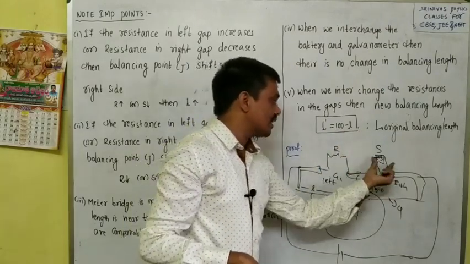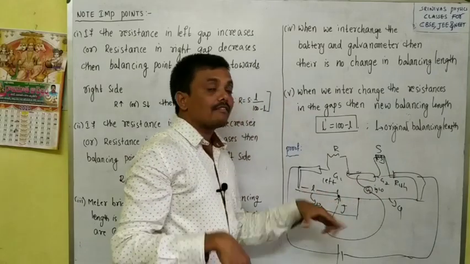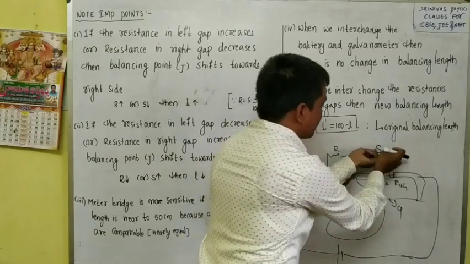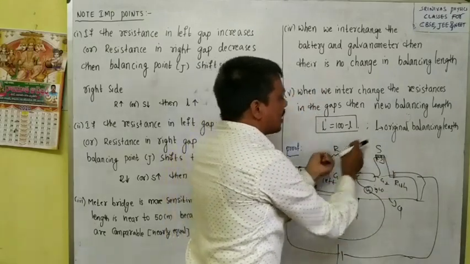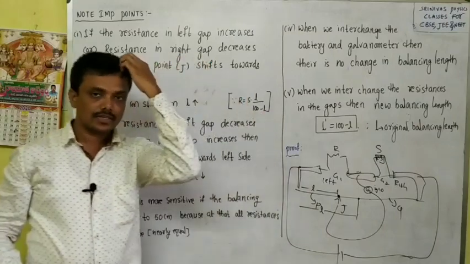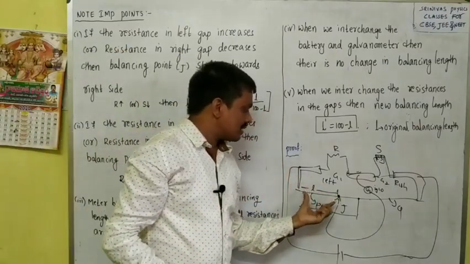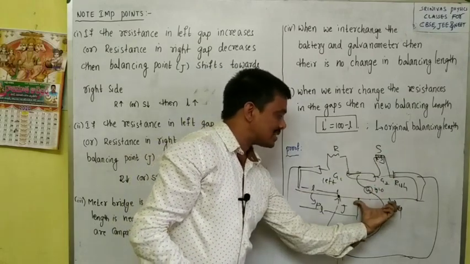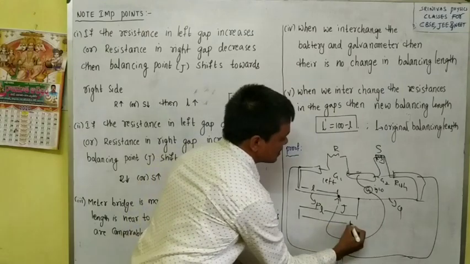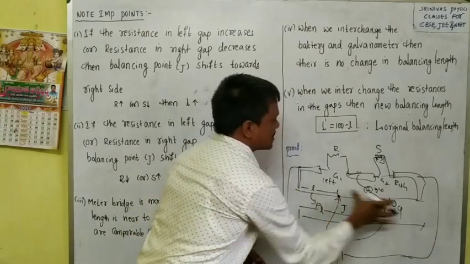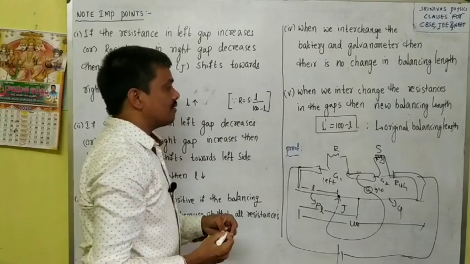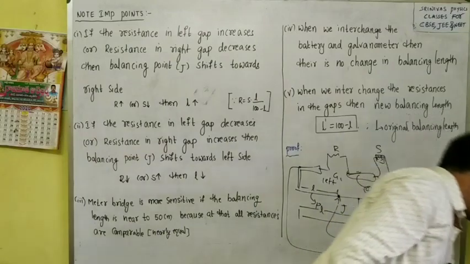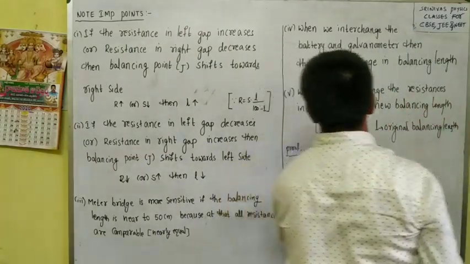When R is on the left side and S is on the right side, the balancing length is L. When R goes to the right side and S goes to the left side, we can remove R from here and connect S to this side, and connect R to that side. At that moment the balancing length also shifts. Previously, when R is on this side, L is on this side. When S is on this side, then 100 minus L is on this side, because the total is 100 centimeters. And when we interchange R and S, the balancing length also interchanges. It will become 100 minus L.